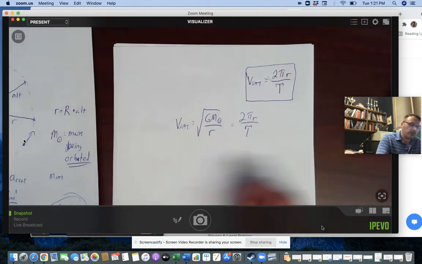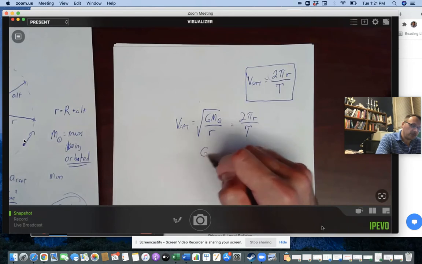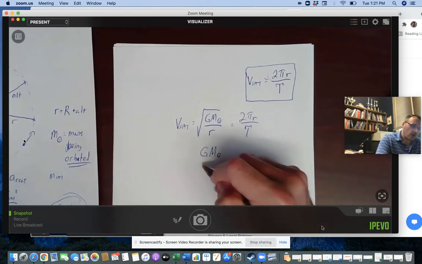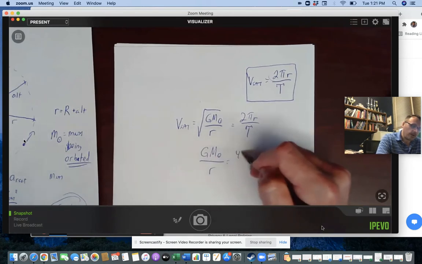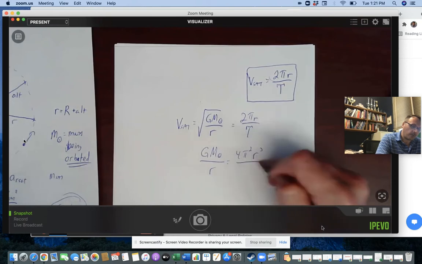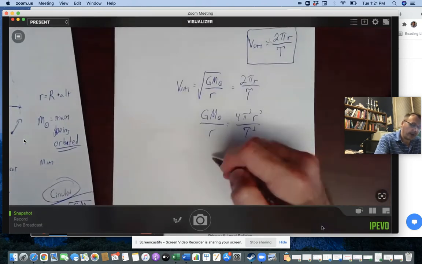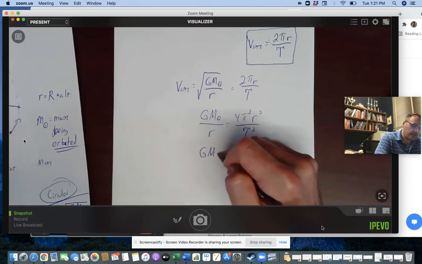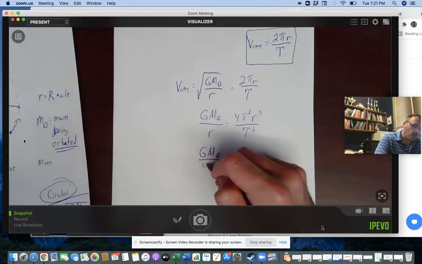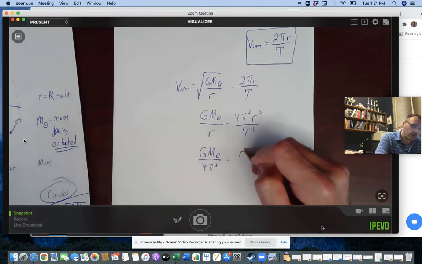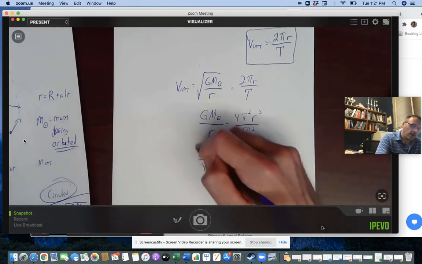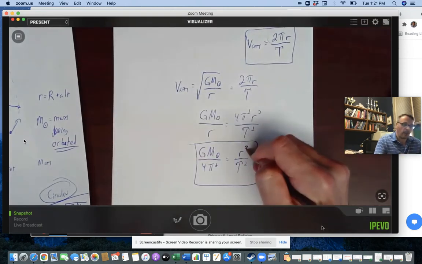And so looking at those, I can square both sides to get big G, mass of the thing at the center, over r is equal to 4 pi squared r squared over period squared, and then rearrange that. So big G, mass of the thing at the center, all over 4 pi squared is equal to r cubed over period squared. We can box that because that's important as well.